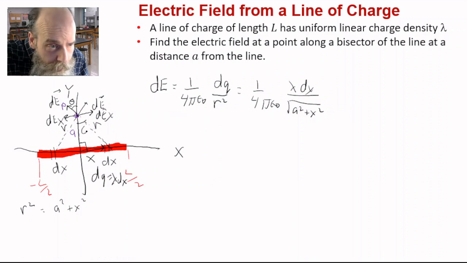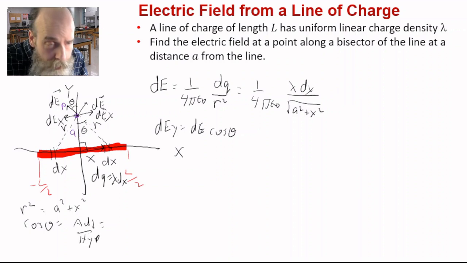So here's theta down here. Okay, so the y component, dEy, is dE cos theta. If we look at this triangle here, cos theta is adjacent over hypotenuse using trigonometry. So adjacent is A, hypotenuse is R.